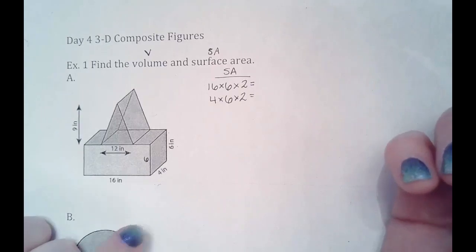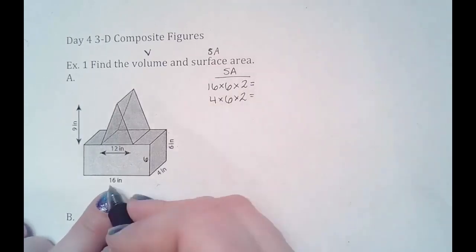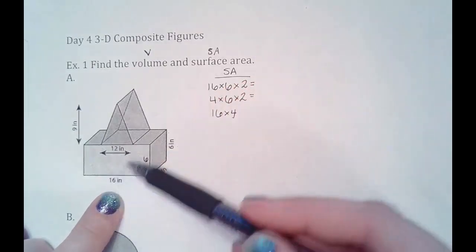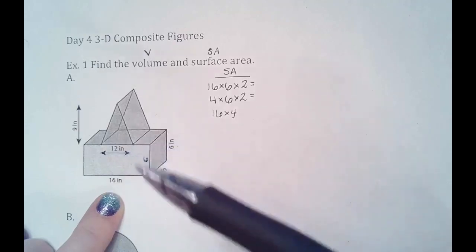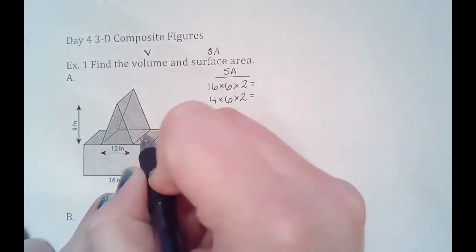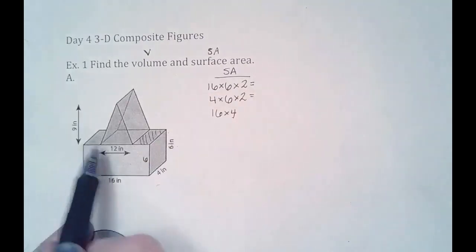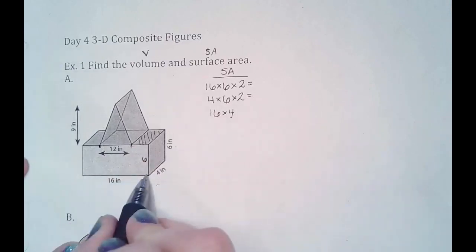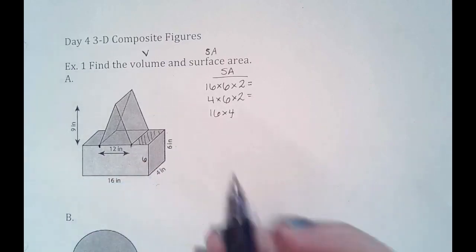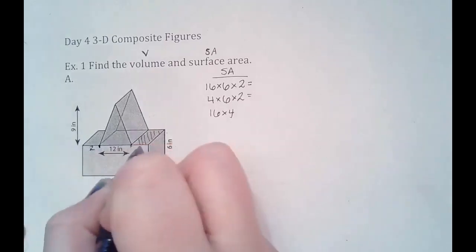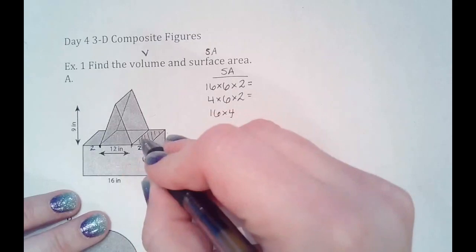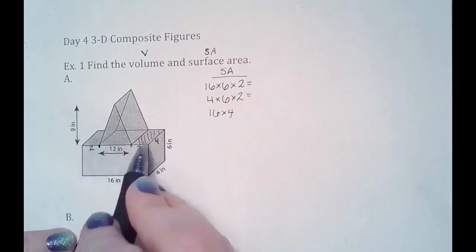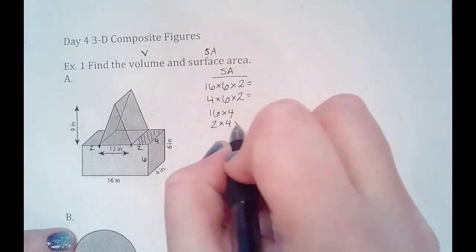Then we have the bottom of our rectangle. That's 16 by 4. And there's not 2 of those because the top of it, we're not using the whole piece. So we need to only figure out this part. If this base of the triangle from here to here is 12 and the entire thing is 16, then I have 4 left over. I split that in 2 chunks. This is 2 and this is 2. So this rectangle is a 2 by 4 rectangle, and there are 2 of those. So 2 times 4 times 2.